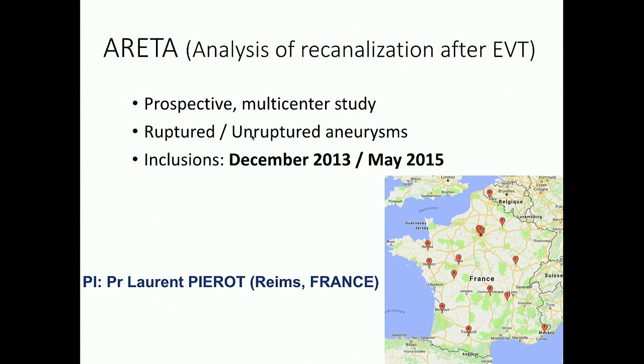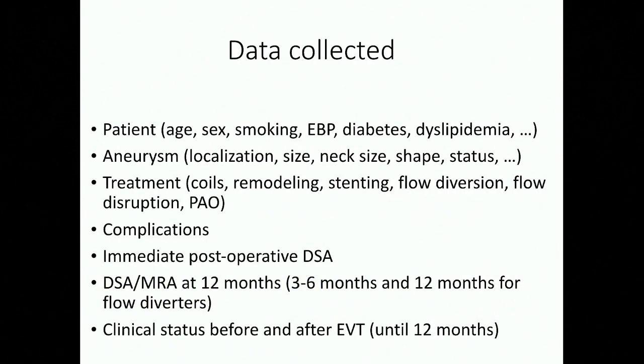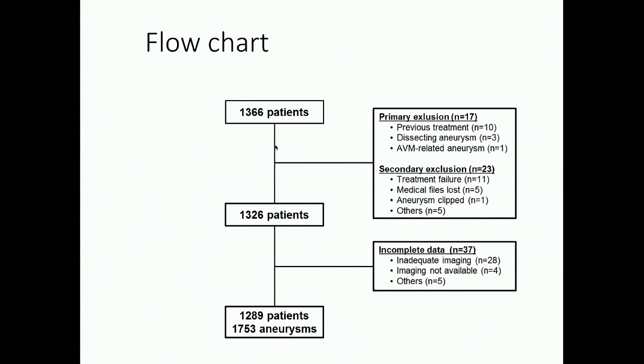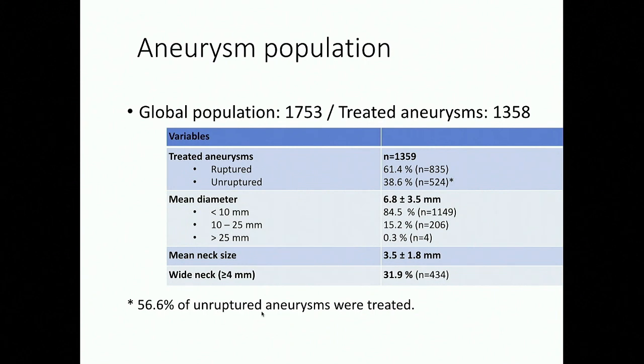Here are listed all the data, to try to determine if one of those data could be responsible for a higher recurrence. And of course, it's an important database because you see that they were able to enroll finally more than 1,700 aneurysms in this study, which is up to now the largest study being conducted in the world. Among the 1,700 global population, the aneurysms treated were 1,300.